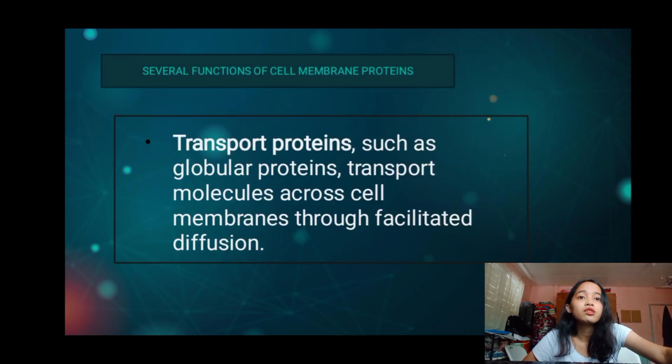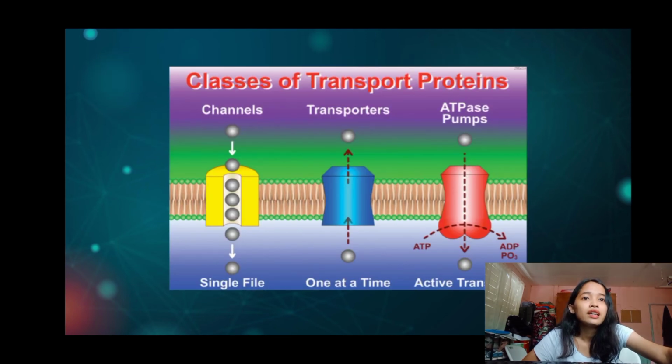So next one is the transport proteins, such as globular proteins, which transport molecules across cell membranes through facilitated diffusion. These are the classes of transport proteins: the channels, which are single file, transporters, one at a time, and ATPase pumps, or the active transport.